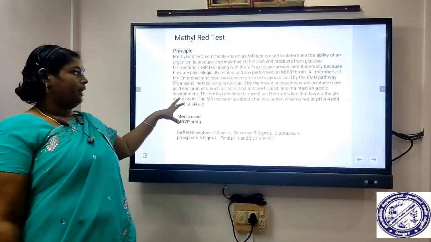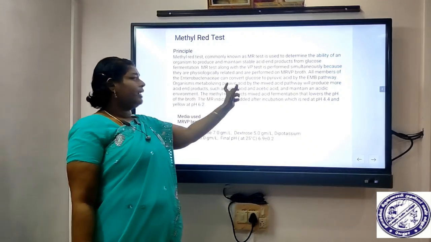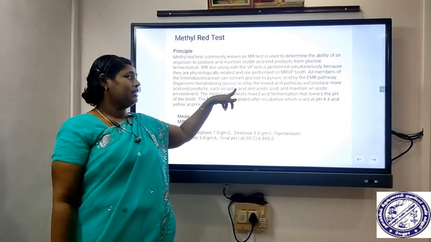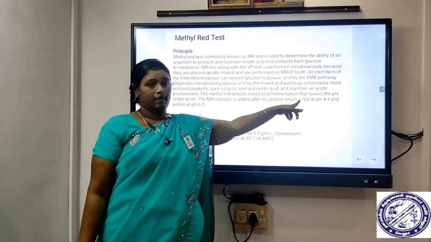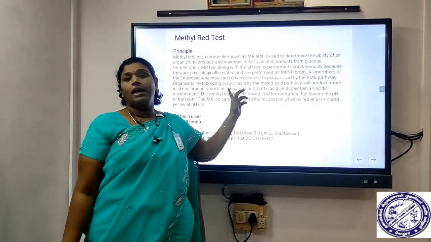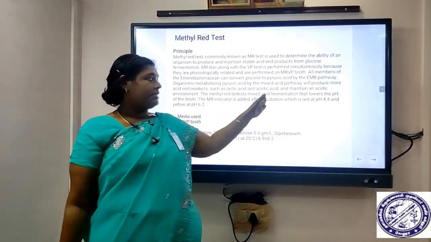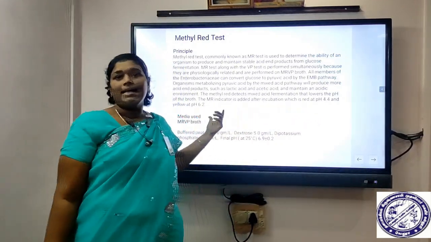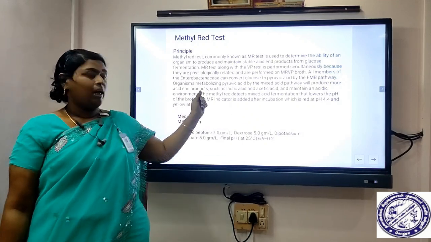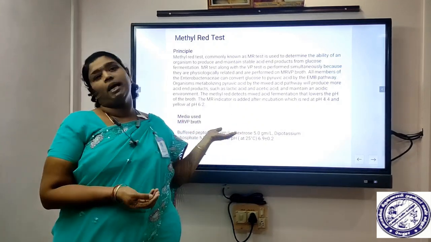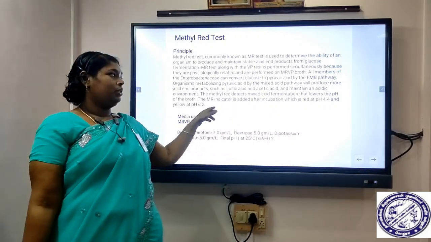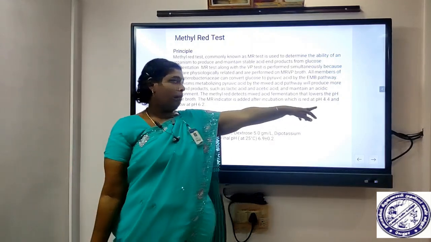In this methyl red test, the organism will be metabolizing the end product pyruvic acid by the mixed acid pathway. This mixed acid contains lactic acid, acetic acid and many other acids. These acids will be maintaining the acidic environment in the medium. That acidic environment can be detected by adding the methyl red reagent. That methyl red reagent will be detecting the low pH.